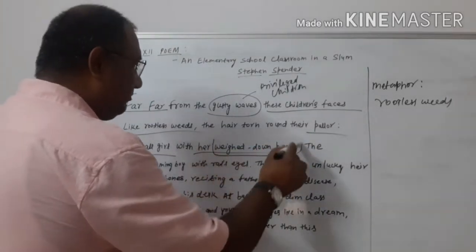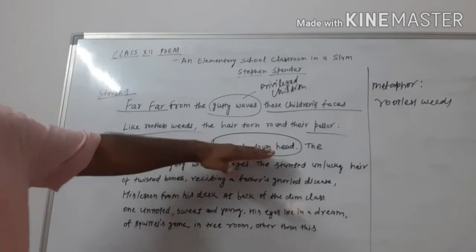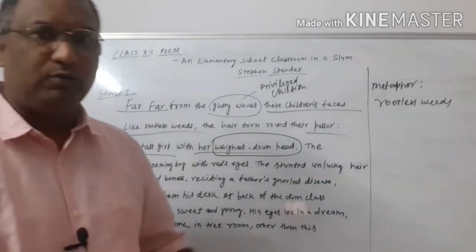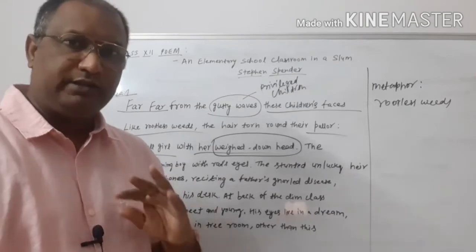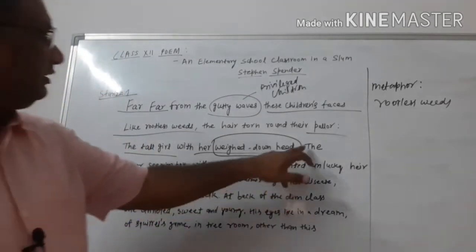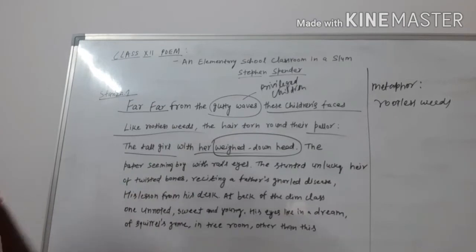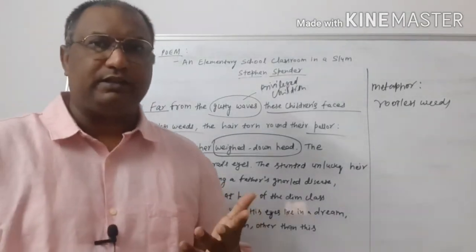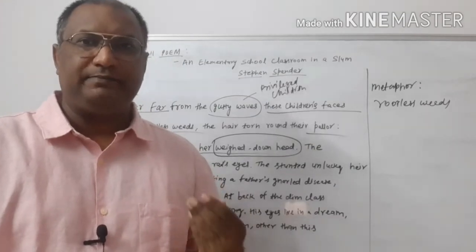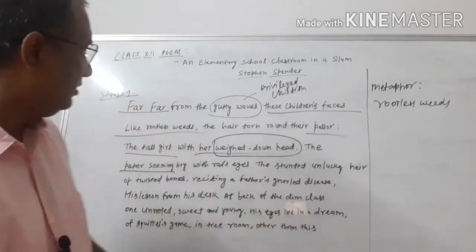So you can understand the meaning. Her head is weighed down. So what does it imply? That she is very exhausted physically and mentally. The paper seeming boy with rat's eye. The boy is paper seeming because he is malnourished. So he is a very skinny boy.